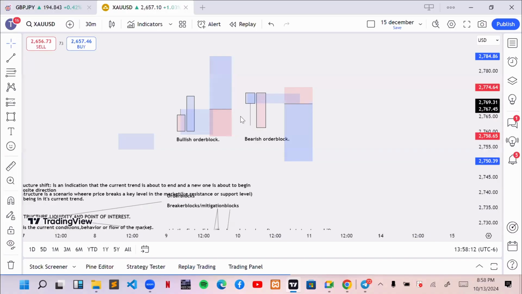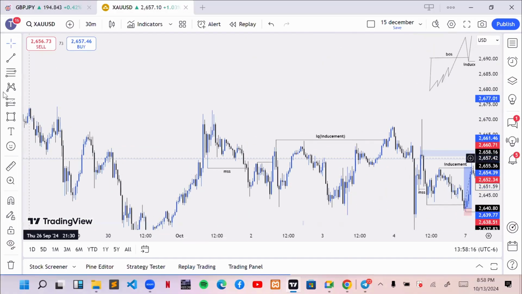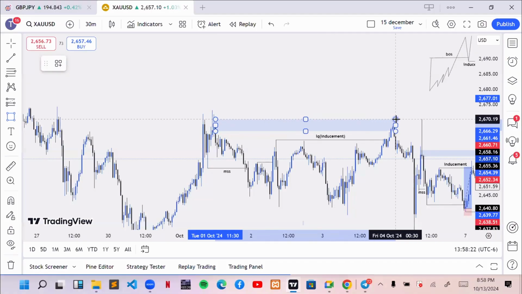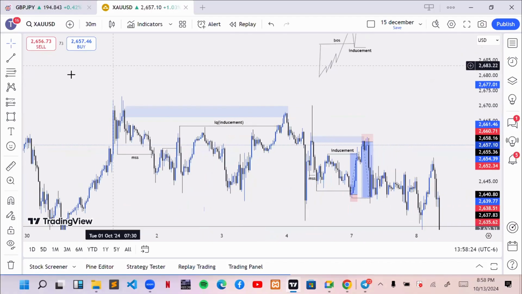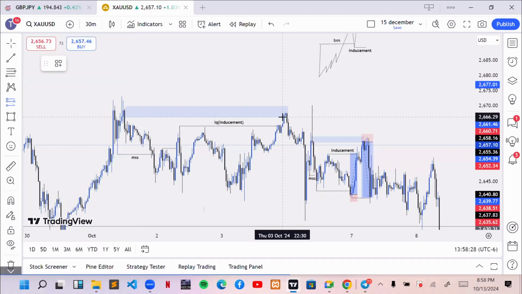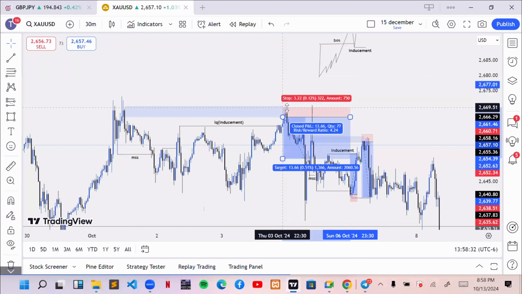So what are we looking for in this trade? We're looking for sells, so we'll now start looking for the bearish order block. You can see this is what the bearish order block is. I'll mark this order block as my entry. This is where I'll be taking my sell position from, and I'll keep my stop loss just above that candle.